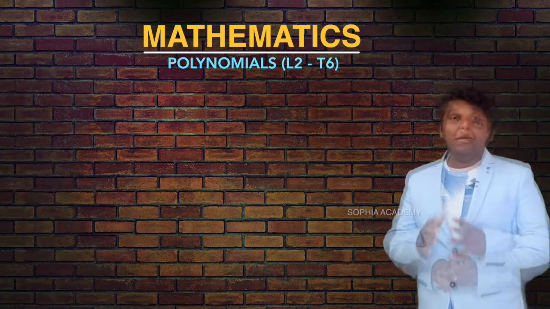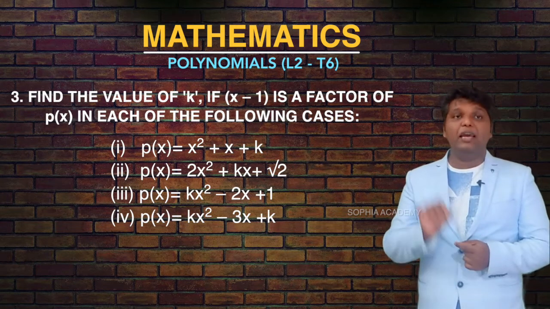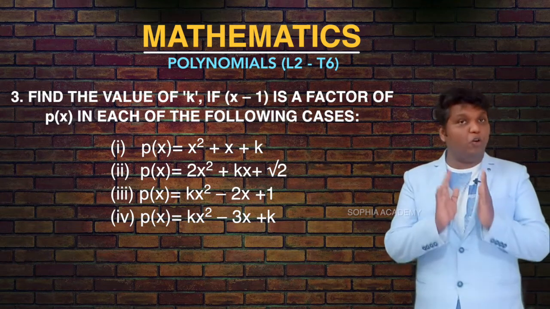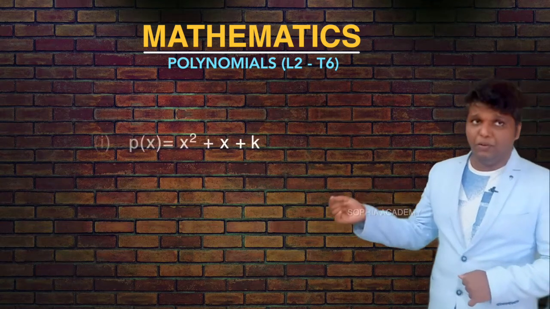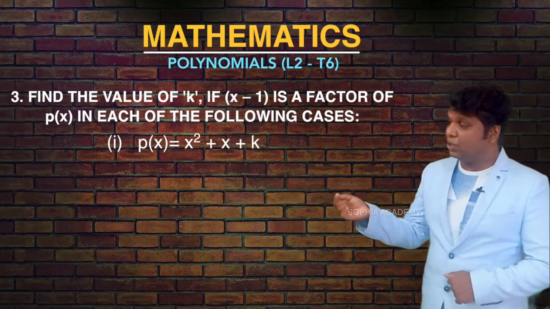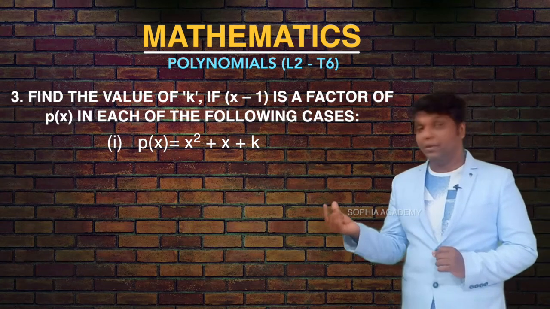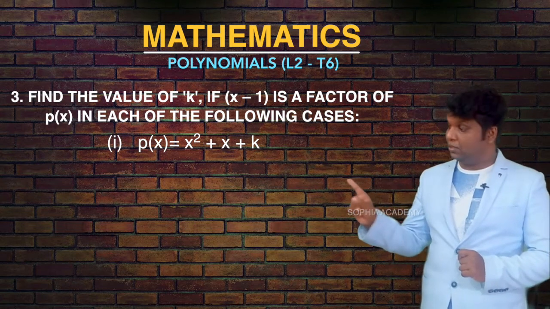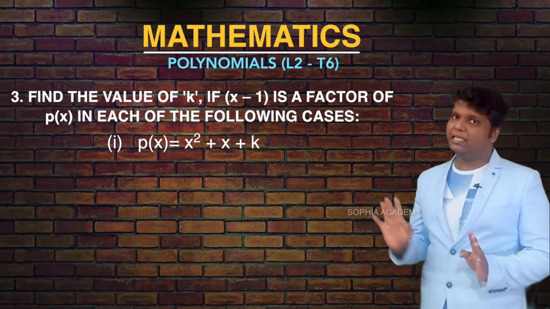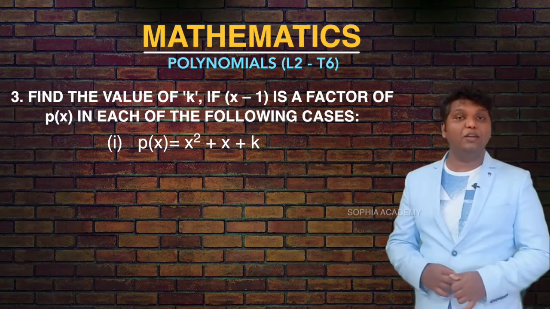Hope you understood. Main question number 3. Find the value of k if x minus 1 is a factor of p of x in each of the following. Here you can see the first question, p of x is equal to x square plus x plus k. That means there is a new term k. This k is a constant number because it came towards the last. So definitely k has a value, we have no idea what the value is, and we are supposed to find the value of this k.